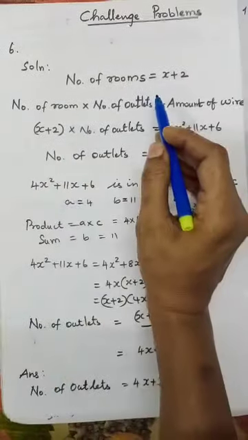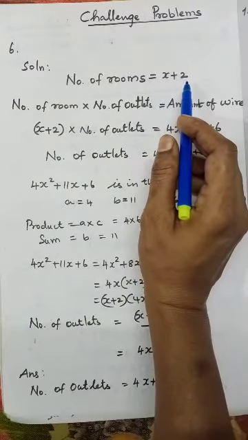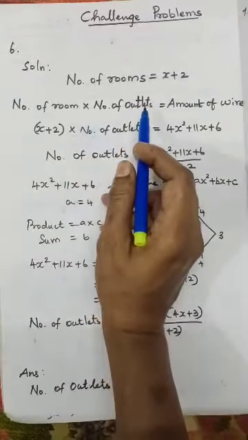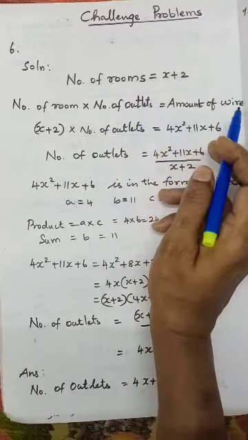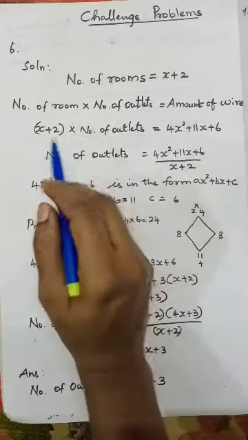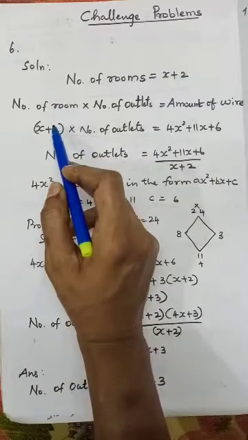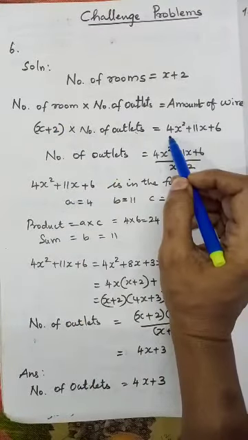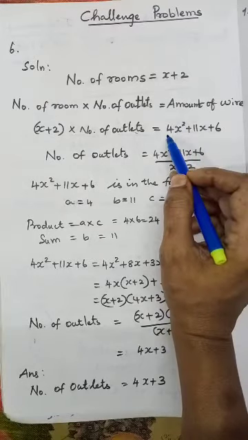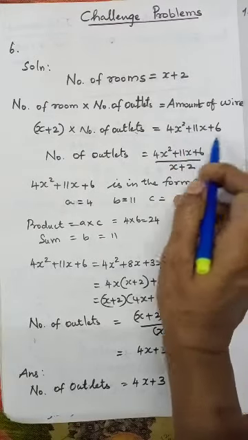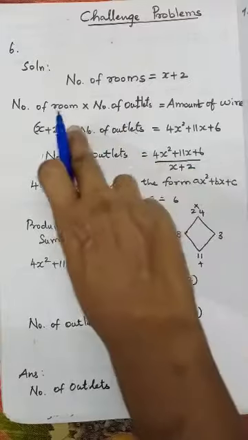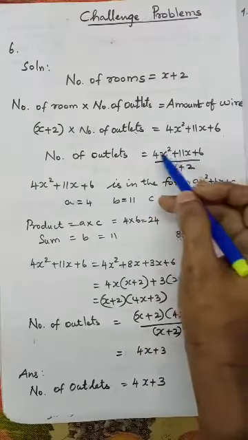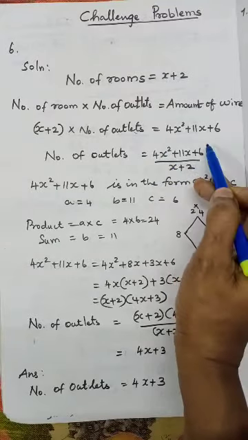Solution. The number of rooms, we know, is given as x plus 2. Number of rooms into number of outlets is equal to the amount of wire. Now we know the number of rooms but we don't know the number of outlets. The amount of wire is 4x square plus 11x plus 6. So to find this, you bring this down here, then we have to divide. Before that you have to factorize this term.